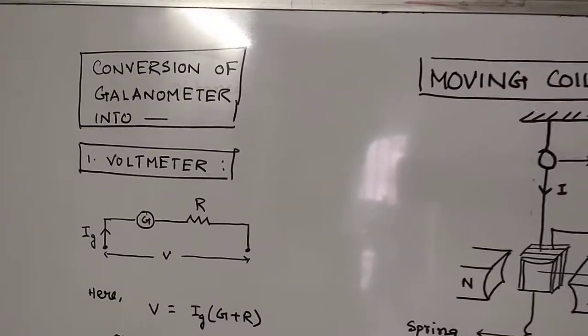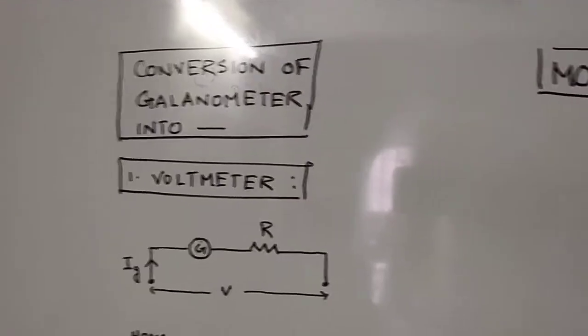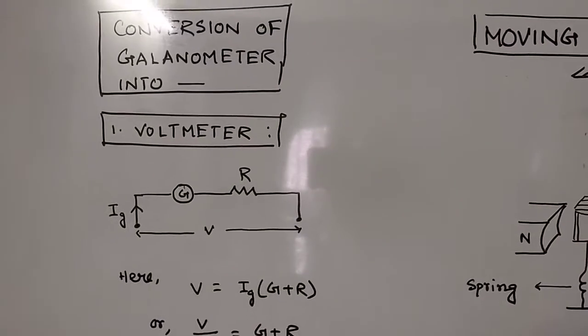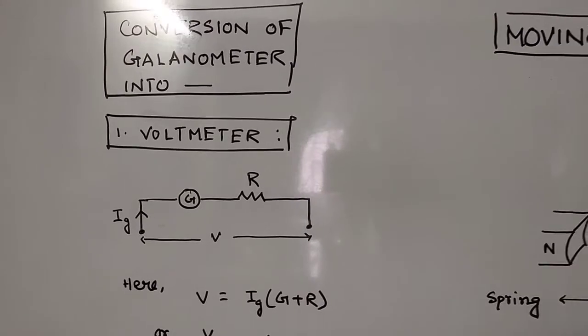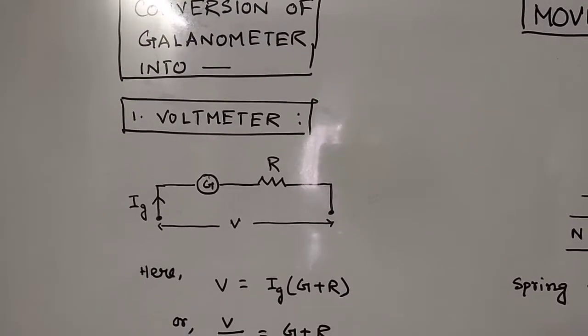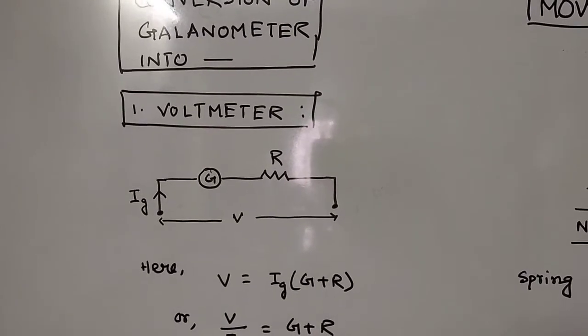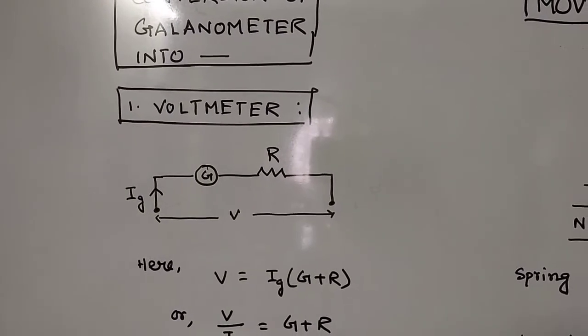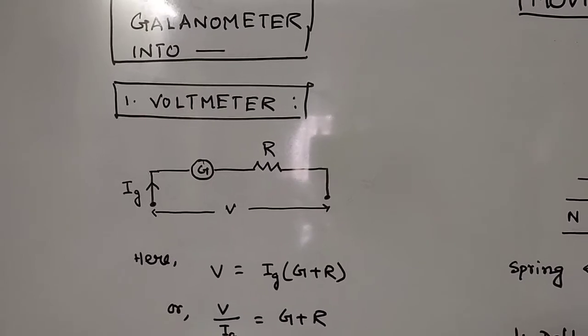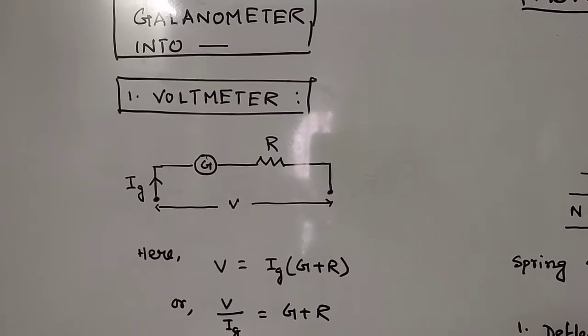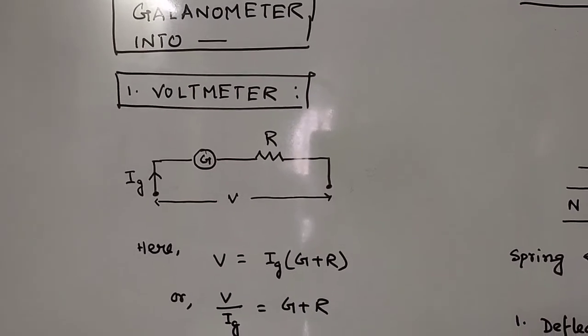Now next topic which we are going to discuss is conversion of galvanometer into voltmeter. So if you want to convert galvanometer into voltmeter, what you have to do, you have to connect a high resistance in series with the galvanometer. So G is your galvanometer and R is the resistance connected in series with the galvanometer, and G basically we have specified as the galvanometer resistance.